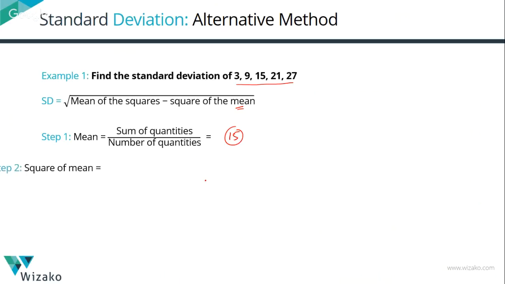We're going to square the mean, which is equal to 225. So we've got this part. The square of the mean is done and dusted. Let's get on to the first part. We need to find the mean of the squares. So we need the squares to start with, the squares of each of these numbers.